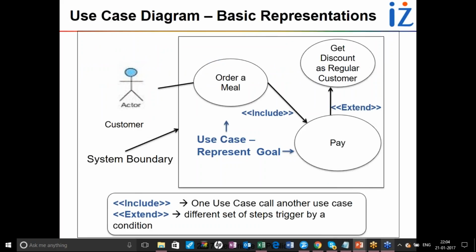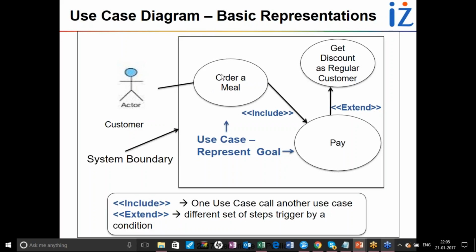So this is an example of a use case diagram. Here you are ordering a meal, and this rectangle represents the system boundary. The customer is ordering the meal, and this is the use case or goal which is associated with the customer.